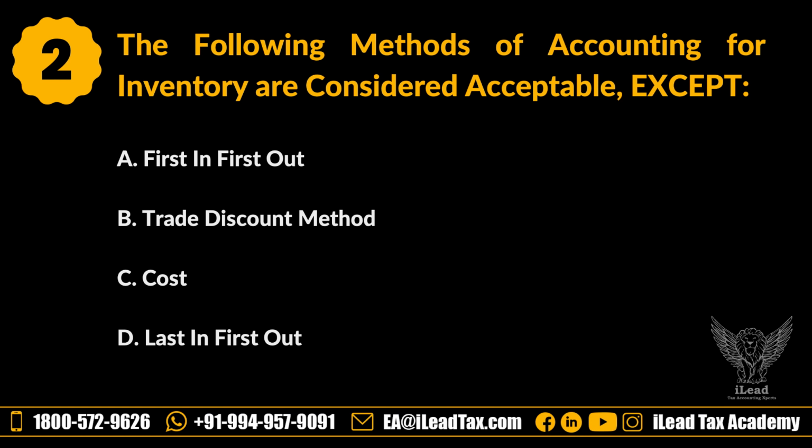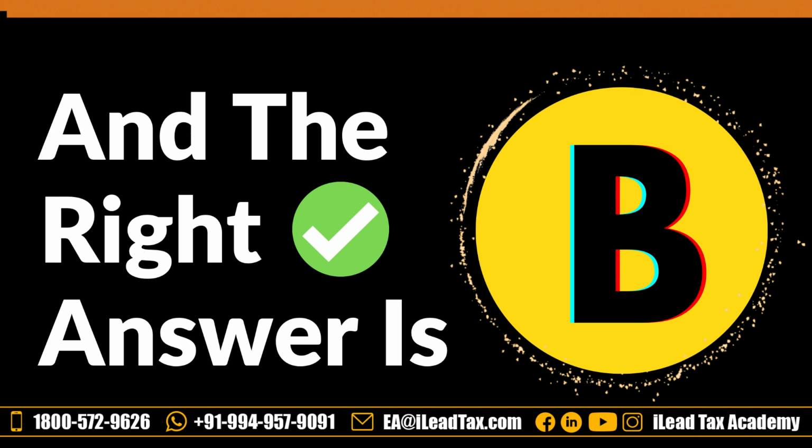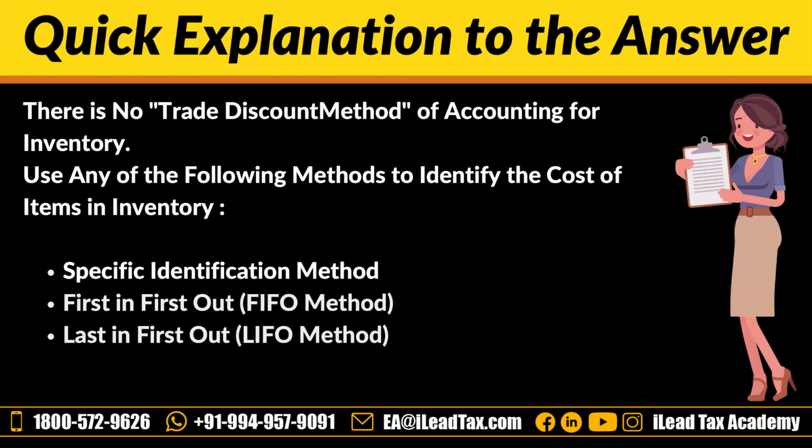So options A, C, D are acceptable methods. B is not an acceptable method. So trade discounts are a reduction in the list price of goods or services, but they are not a method for valuing or accounting for inventory. So let's go to the next question.